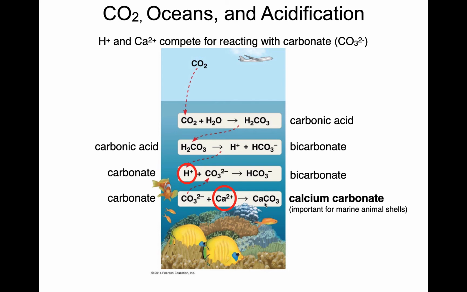The problem is that this carbonate not only reacts with calcium, which is good, it also reacts with a hydrogen ion to make bicarbonate, which means the more hydrogen ions in solution, the more of this carbonate is going to be sucked away to make bicarbonate, and there's going to be less of it around to make calcium carbonate. All right, well, how are we getting more and more hydrogen ion concentration in the ocean?